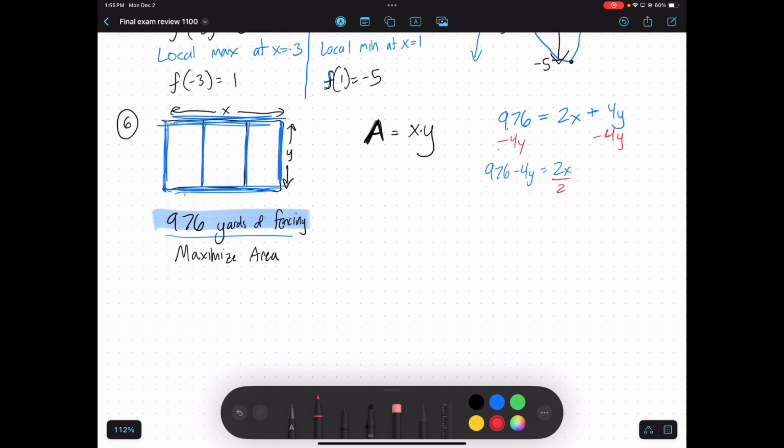Then I'll divide everything by 2. And I get x is equal to 976 divided by 2 is 488 minus 2y. Okay. Very nice. So I use my constraint equation to get one variable in terms of the other. What do I do with that? Now I can come back here to my original area equation, but instead of having x times y, I now know what x is equal to. Right? I know what x is equal to. So that gives me 488 minus 2y times y.